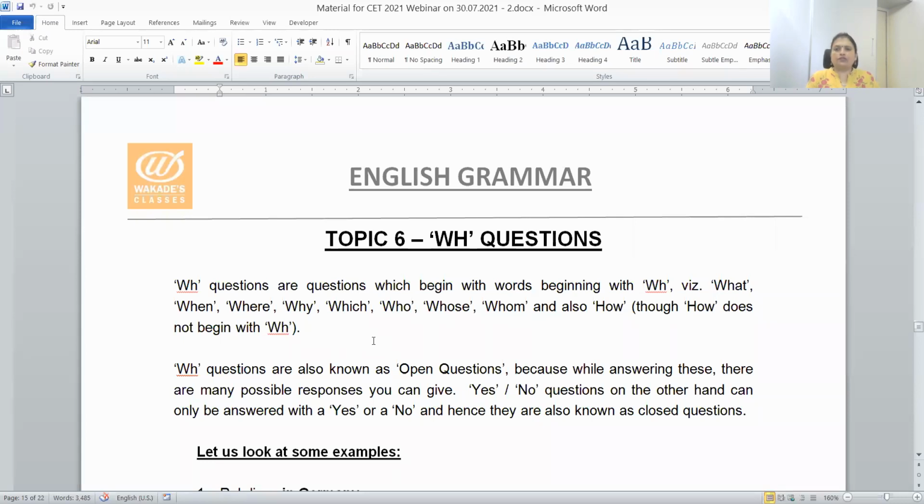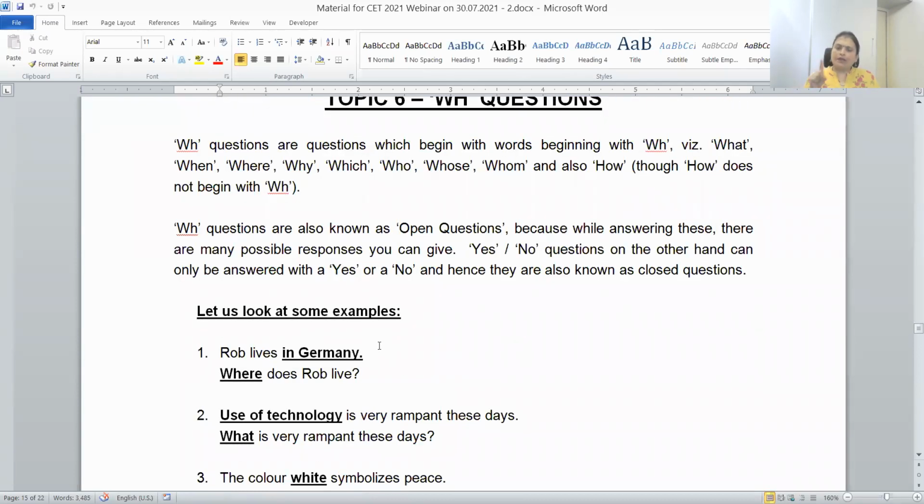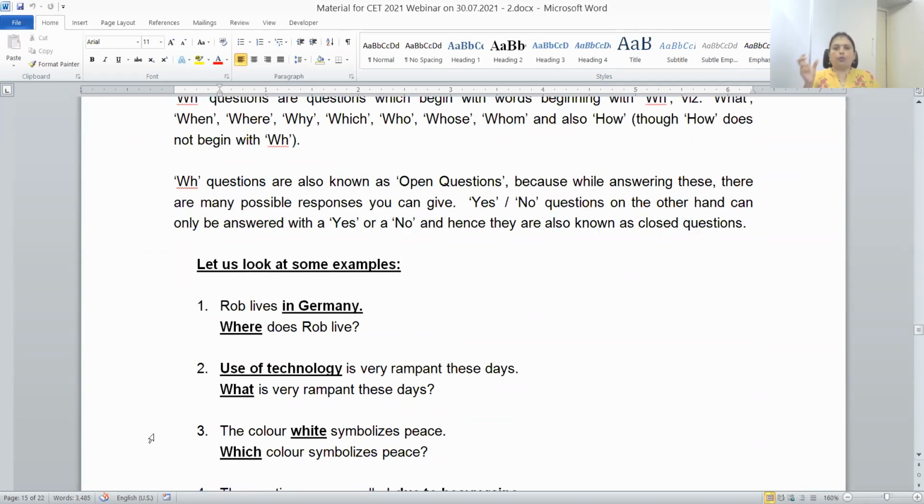But right now we are not going to do yes, no, children. We are only going to do WH questions. Now children, I will first explain. I am already giving you some examples. Now I'll explain with the help of this example. See the first example, children. Rob lives in Germany. In WH questions, they will always underline a word or a group of words. You have to ask a WH question to that part of the sentence which is not underlined, in such a way that you get its answer in the underlined part of the same sentence. I hope I'm clear there.